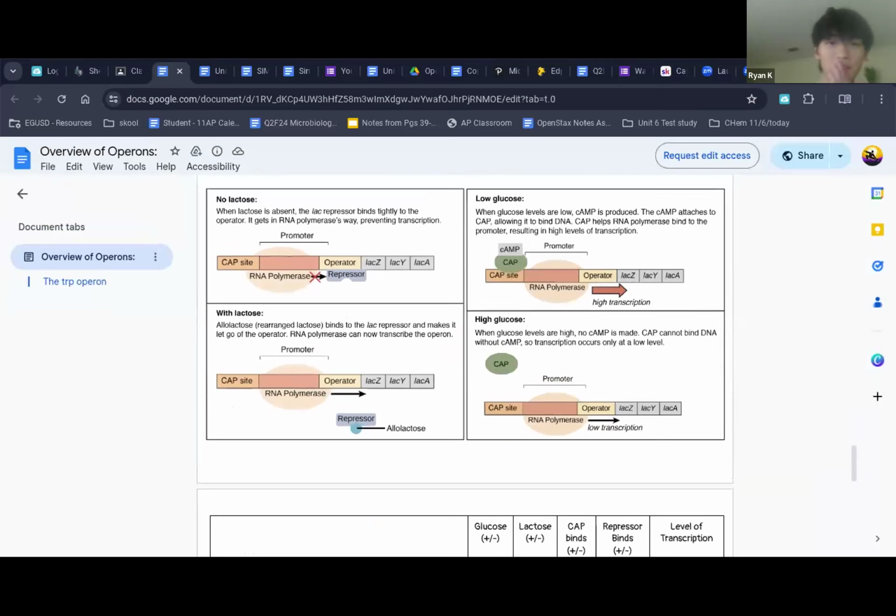So when there's no lactose, our natural source of energy comes from glucose, and our second natural source of energy comes from milk, which is why babies drink milk, and they don't really have the capacity to eat whole foods. So that's where it comes from.